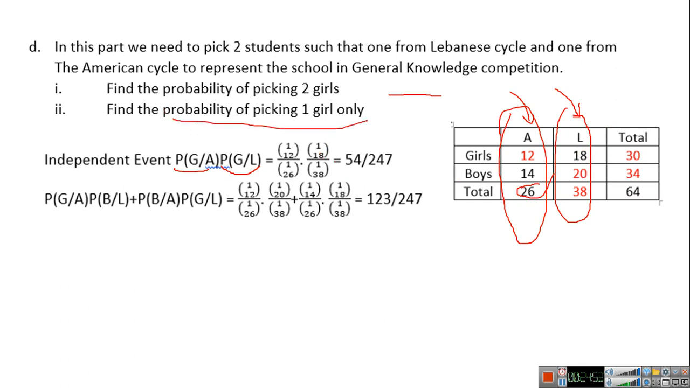Find the probability of picking one girl only. One girl, and I want a girl from American and a boy from Lebanese, or a boy from American and a girl from Lebanese. So independent, same story. Girl from American, it's 1 out of 12 over 1 out of 26. Boy from Lebanese, 1 out of 20 over 1 out of 38. Boy from American, 1 out of 14 over 1 out of 26. Girl from Lebanese, 1 out of 18 over 1 out of 38, and you have that answer. So please, when you have two sets and I want to pick from each set, it's independent. Don't repeat your mistake.